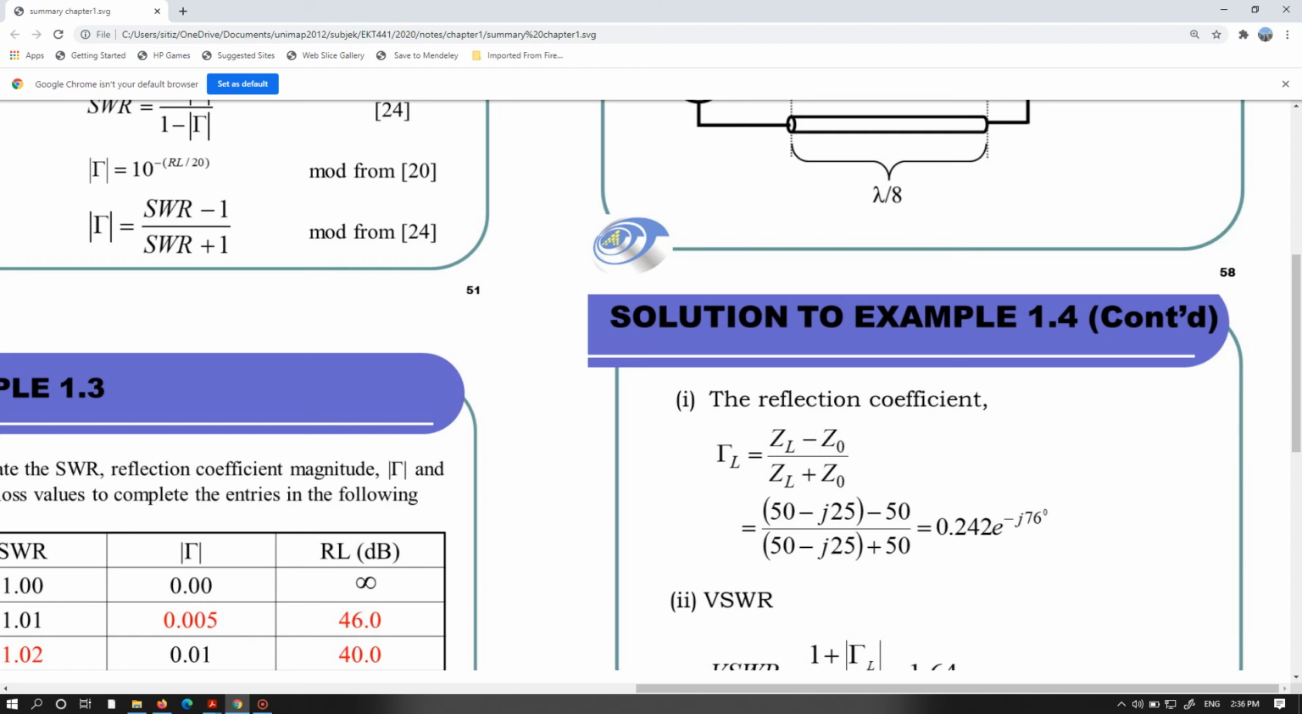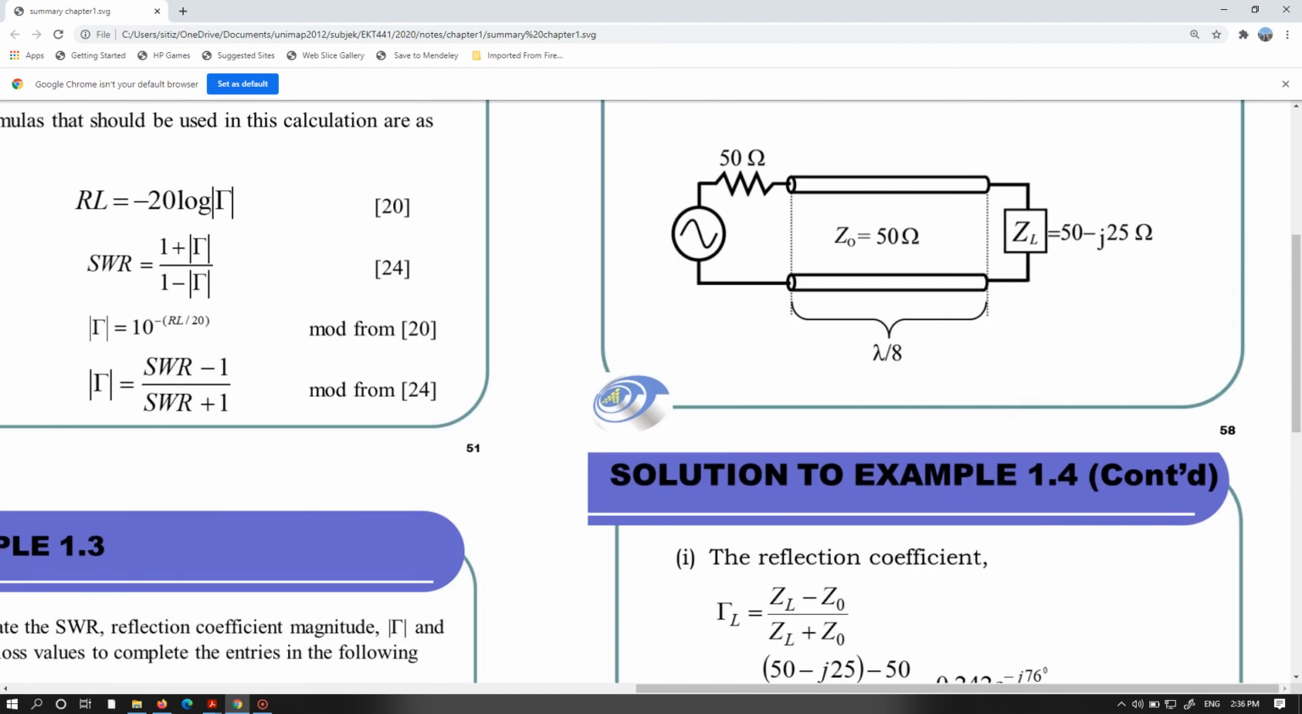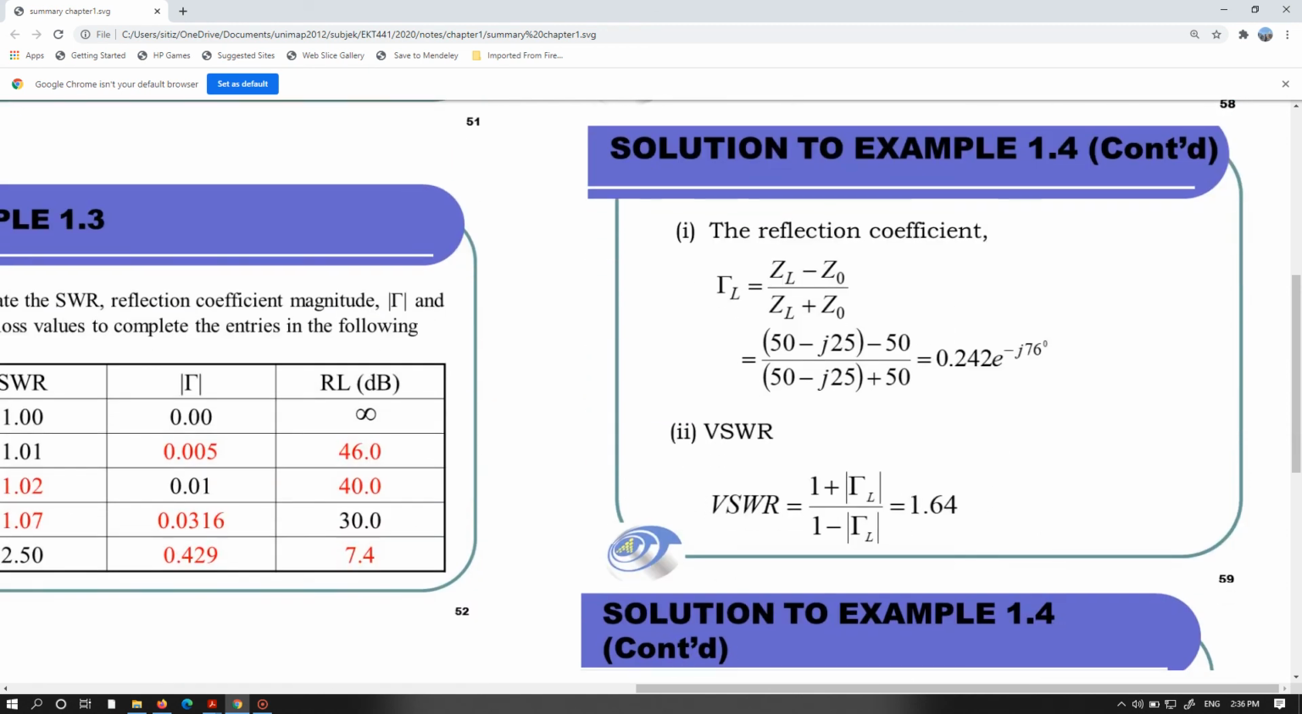So this is the formula. It's very straightforward. Just substitute the value of the load impedance and the characteristic impedance Z0, and you get the answer. And don't forget, you see here the formula is in Cartesian form, where you have x plus jy. But don't leave the reflection coefficient in x plus jy form. You have to convert it into magnitude and phase, because for the reflection coefficient you want to know the value in terms of the magnitude.